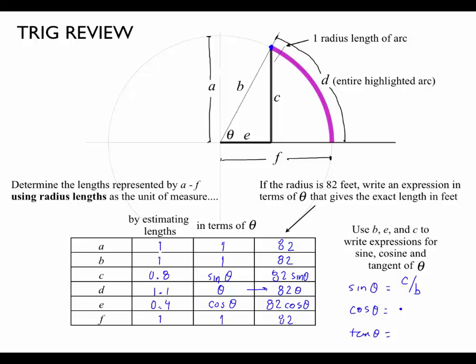Cosine? You take E over B. And tangent: tangent is defined as the slope of this terminal side of the angle. So slope is change in y over change in x. Okay, and that's where these relationships come from. C is the opposite side, B is the hypotenuse, E is the adjacent side, B is the hypotenuse, and then this is opposite over adjacent.